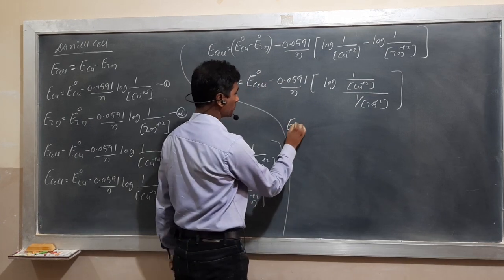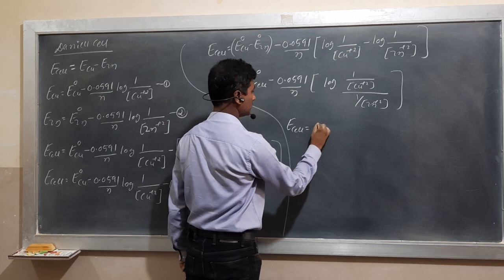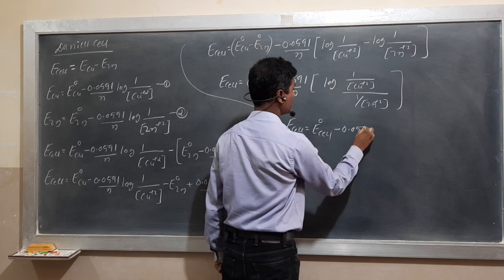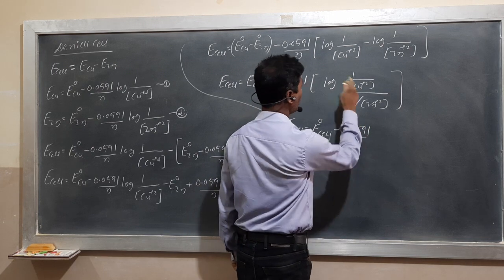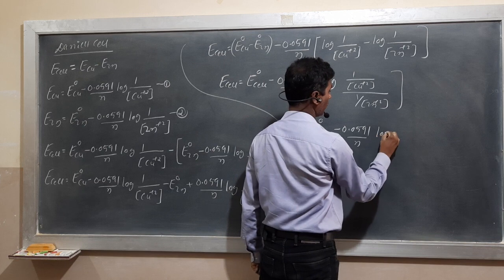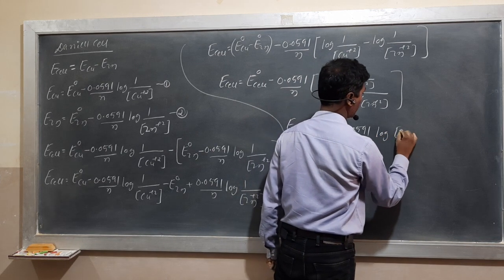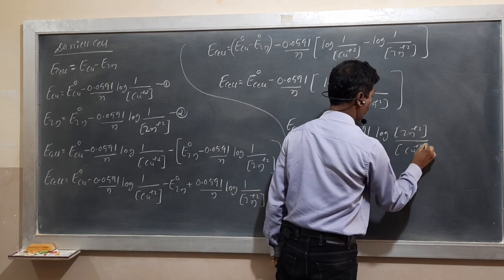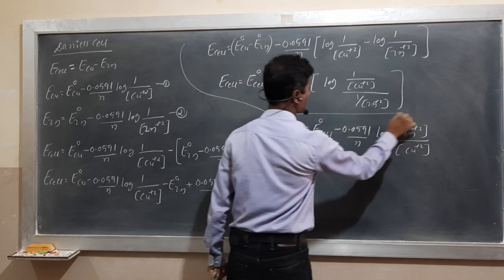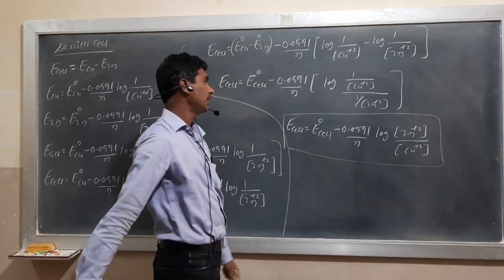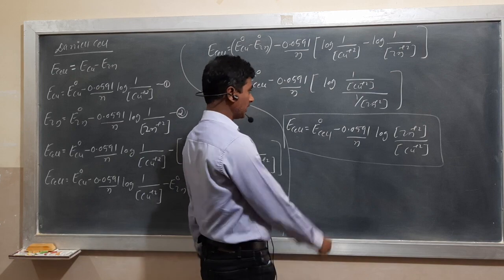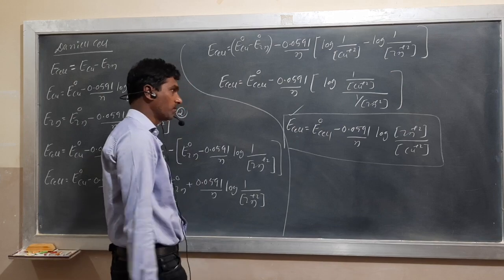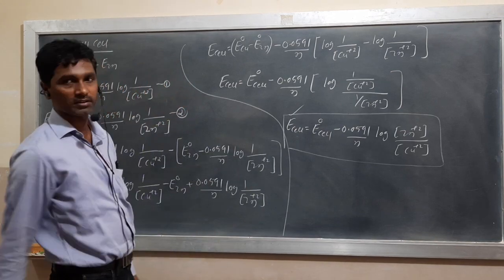So now E of cell is equal to E naught of cell minus 0.0591 divided by n times log of Zn plus 2 divided by copper plus 2. So this is the expression for the calculation of E of cell at different concentrations. This is very important from the examination point of view, to calculate the EMF of a cell of a two-electrode system at different concentrations.